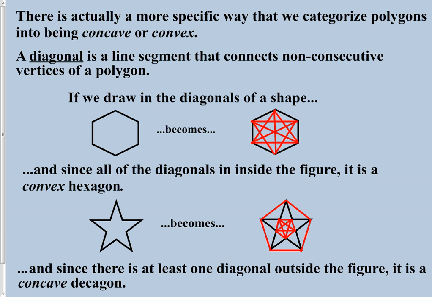Mathematically speaking, if all of your possible diagonals are contained within the figure itself, then that is what we're going to call a convex polygon. However, if you are able to get even one diagonal to travel outside of the polygon, then that is going to be concave.